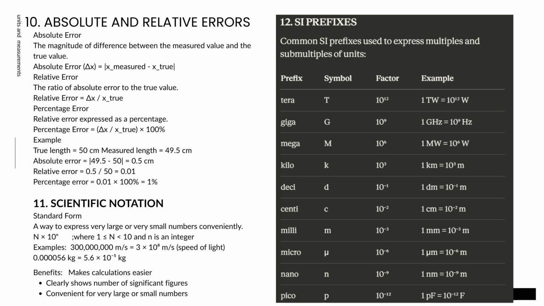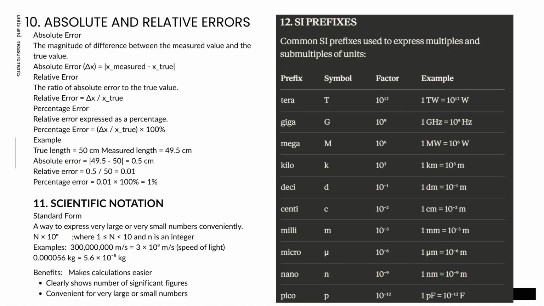Try your hand on this. If the true length is 50 centimeter and the measured length is 49.5 centimeter, the absolute error will be absolute. Whenever you see this slash sign, it means that you don't care about the negative sign. This would have given us negative 0.5, but we don't care about the negative sign. So we have 0.5 centimeter as the absolute error. Then the relative error is 0.5 all over 50, which gives us 0.01. And the percentage error is 0.01 times 100, which is 1%. So it's a very small error.